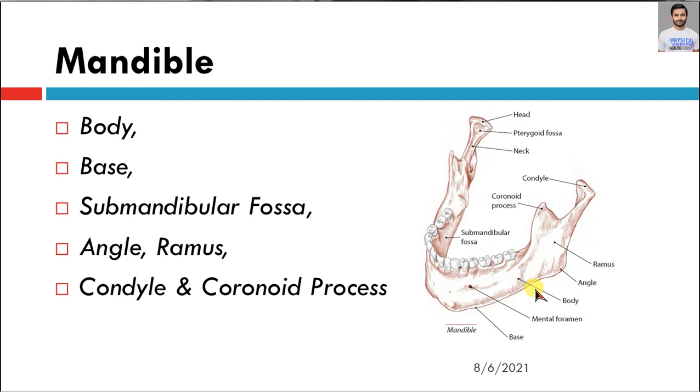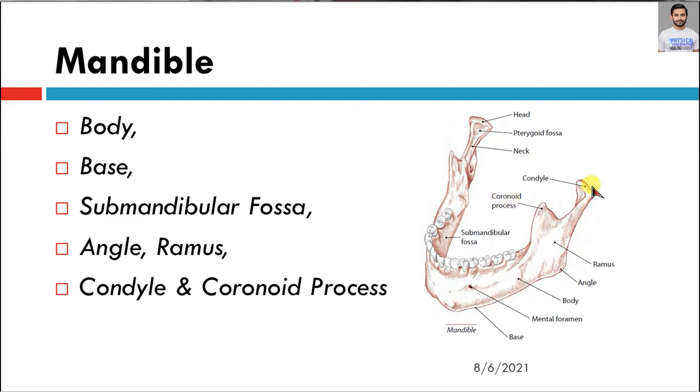The outer approach is far more convenient. Then the ramus is again very prominent, and it is a very large part, so it is also very palpable. The condyles and coronoid processes are very palpable, but with dynamic activity.